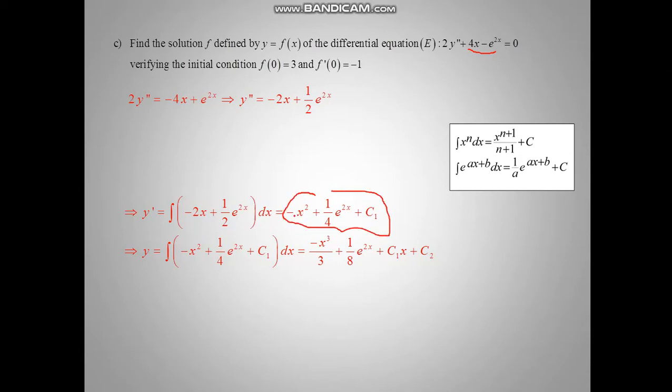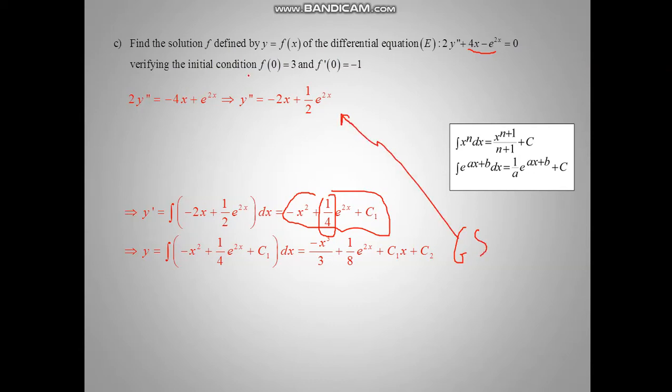Integral of minus x squared is minus x cubed over 3. Integral of this one, we keep 1 over 4. Integral of e to x is 1 over 2 e to x, and with 1 over 4, we get 1 over 8 e to x plus c1 x plus c2. This one is the general solution of the differential equation.